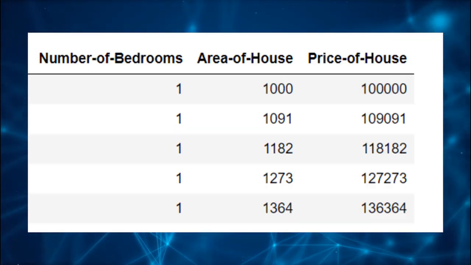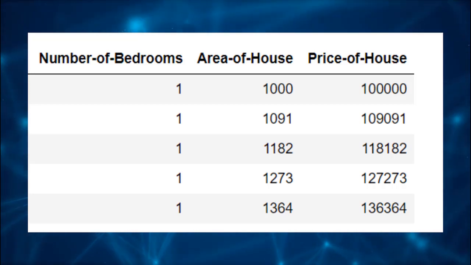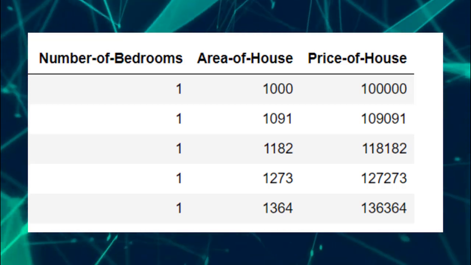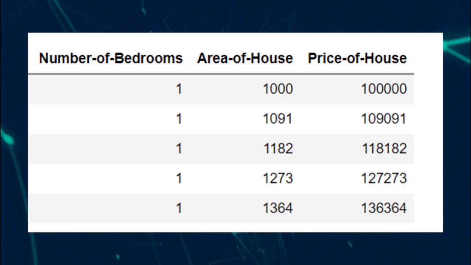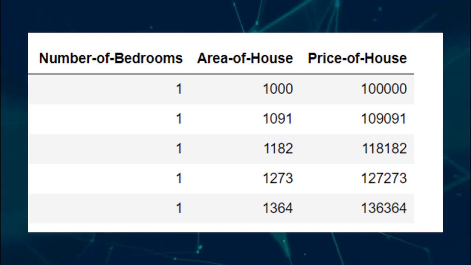In this tutorial, we are going to predict the price of a house based on the number of rooms in the house and the complete area of the house. Therefore, the independent variables or features are number of rooms and area of the house, and the dependent variable or label is price of the house.